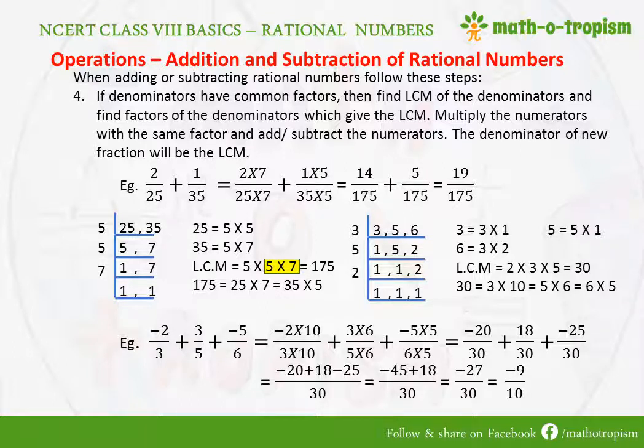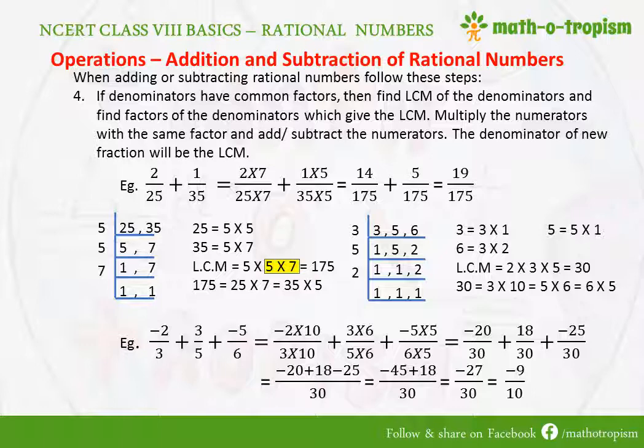I just need to add the numerators. So minus 20 plus 18 minus 25. So we take the positive terms together and all the negative terms together. So it comes to minus 45 plus 18 by 30, which is minus 27 by 30. If I do the simplification of this fraction, it comes to minus 9 by 10.